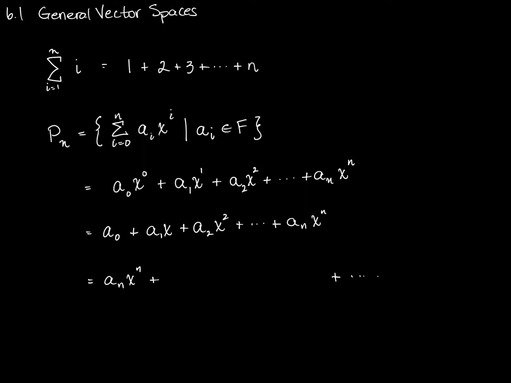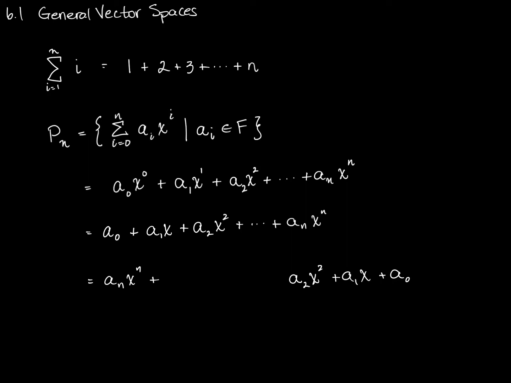actually, let's do a slightly better job here. Let's go with a sub 2 x squared plus a sub 1 x plus a sub 0 times x to the 0, which is 1.